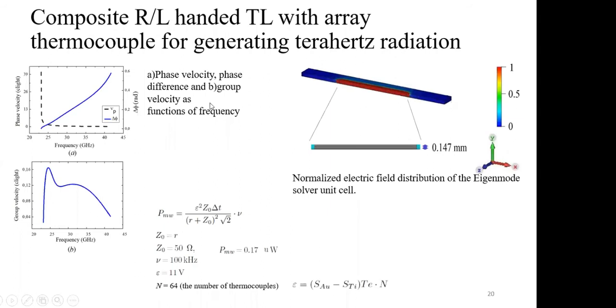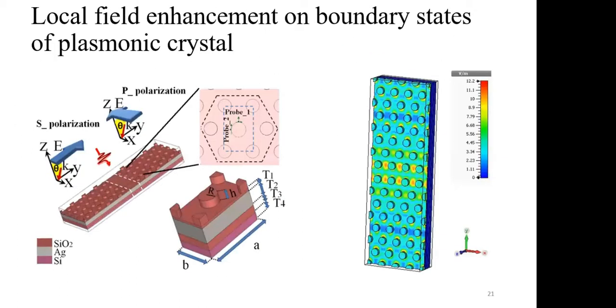Also I measured this structure by eigenmode, and I calculated the power, and I observed 0.17 microwatt, which shows us the phase velocity exactly at the frequency where we have the K vector, and the group velocity maybe can be interesting for us. Also, we can observe the electric field distribution here on the surface where the thermocouples are designed.